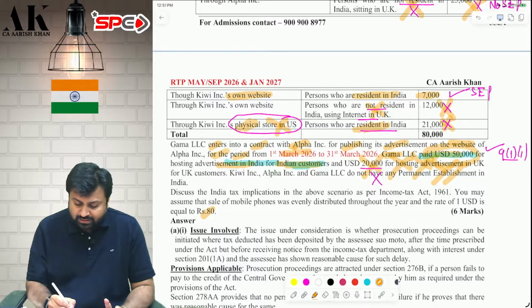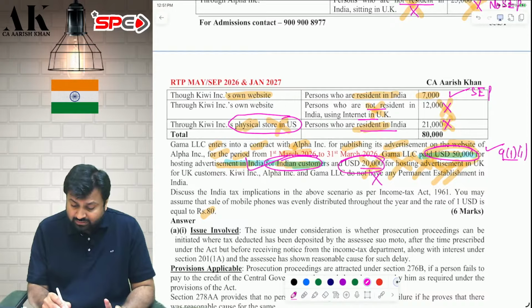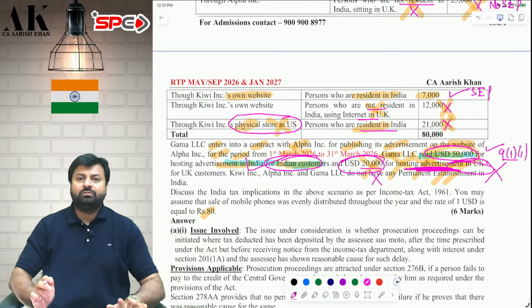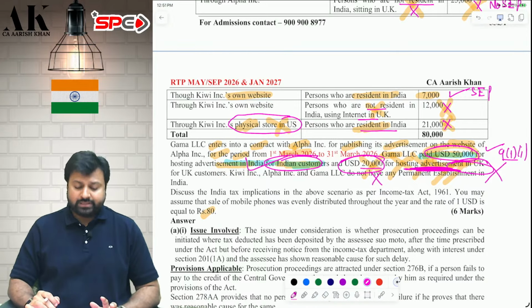So this 50,000 is targeting Indian customers, therefore it is taxable. This 20,000 is targeting advertisement in UK, therefore this will not be subject to deemed to accrue or arise in India. I hope it is clear to all of you.